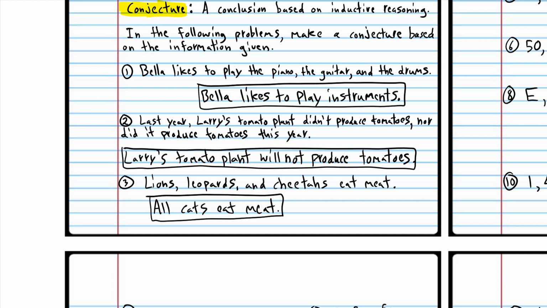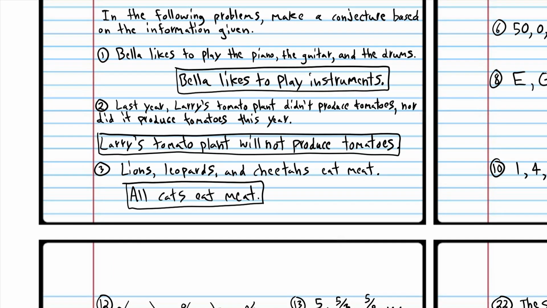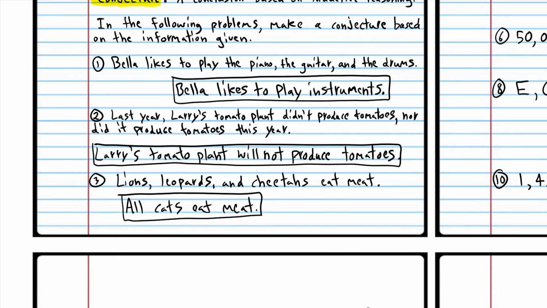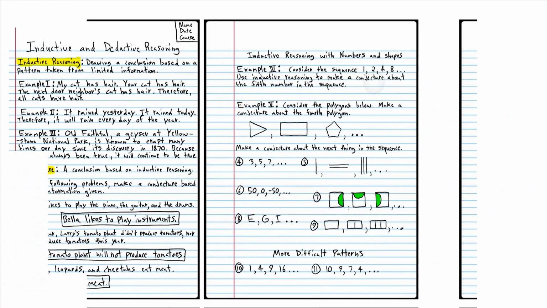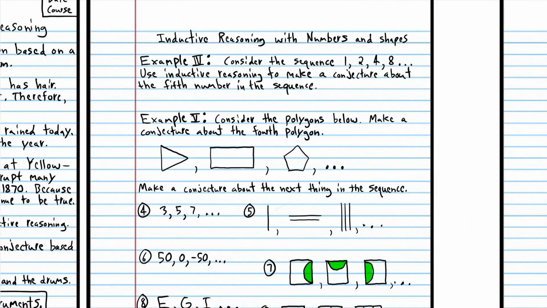That's because conjecture is a weak conclusion in many cases because it's not proof. The limited information is not proof because it's based on inductive reasoning, limited information. But it's still logical to conclude that all cats do eat meat. All right, so if you came up with something like all cats eat meat, good job.